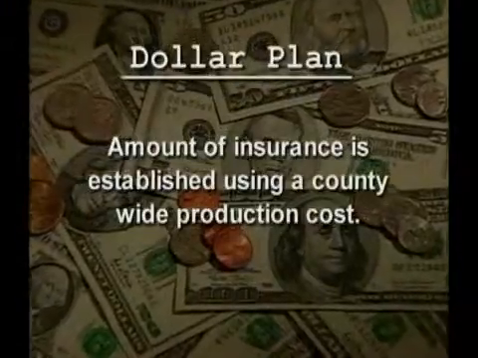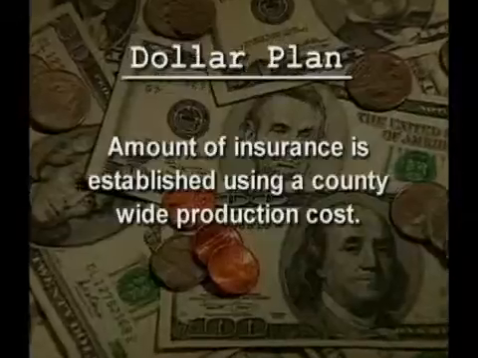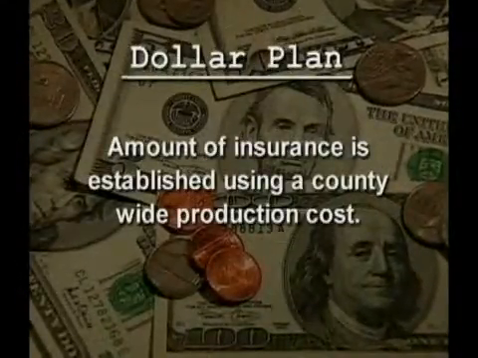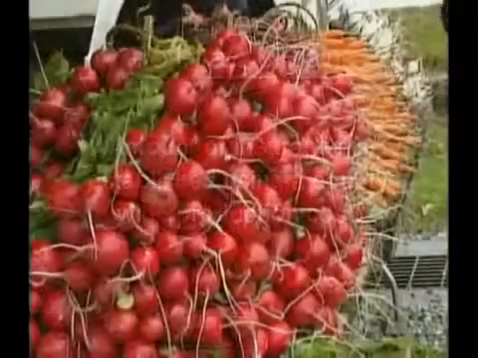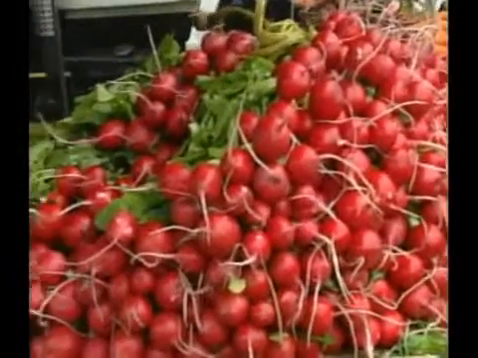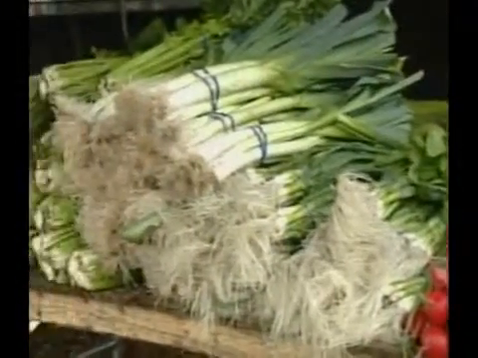The dollar plan is the amount of insurance is established using an area cost of production, basically using an extension cost of production budget to establish the amount of insurance. Does a grower need to provide records for this? The producer does not need to provide any type of expense records. So a grower gets the same amount of coverage no matter what his history is, or if he has any history of yield records. That's right.